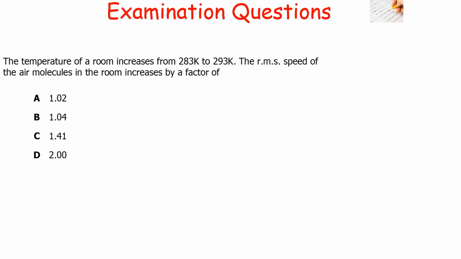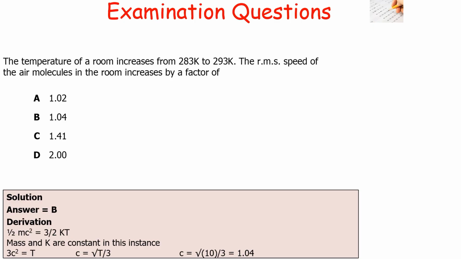Right, our answer here is going to be B, because you know that from the equations given to us, a half mc squared is equal to 3 over 2 kT. Now we're going to try and work out c, the RMS speed. So therefore, because mass and k are going to be constants in this instance, we can therefore say that 3c squared is equal to T when we've just taken out m and k and then moved around our numbers there. So therefore c is going to be equal to square root T over 3. So, I'll repeat that. c equals the square root of T over 3, just to make sure you're clear on that. So therefore what we can do is 10 over 3 all square rooted equals 1.04, which is their answer B.